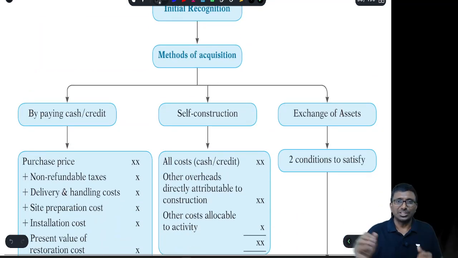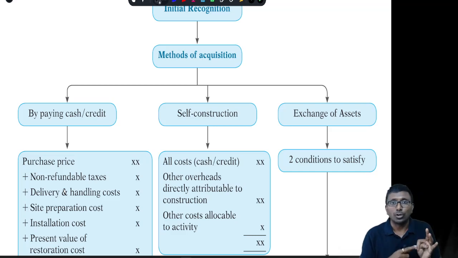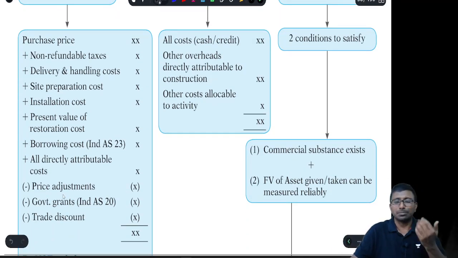As I told you, initially when you recognize it, you will be recognizing at cost. What are the ways of acquisition? You can buy it by paying cash or on credit, or you can do it by self-construction or exchange of assets, that is barter system. If you go by paying cash or credit, there's a big list.